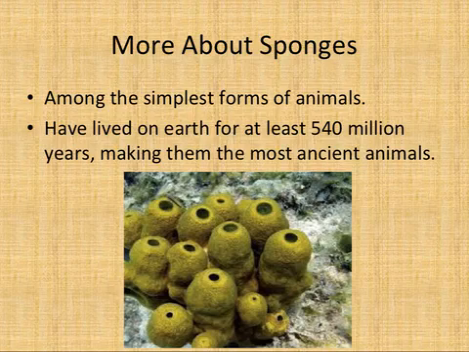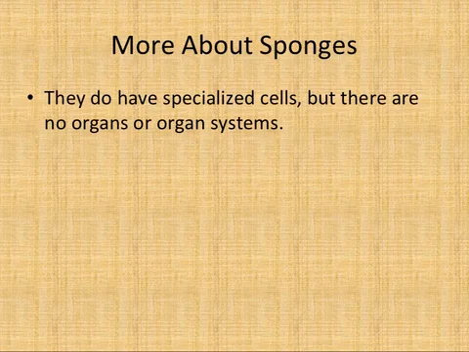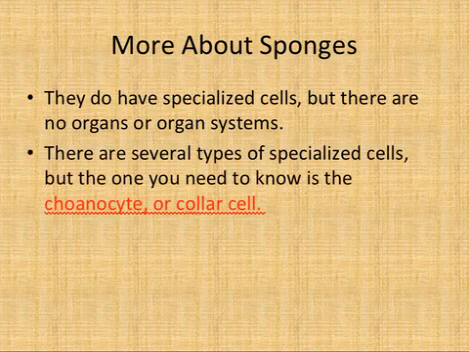Sponges are simple. They're one of the simplest forms of animal life on Earth. They have been around at least 540 million years, making them some of the most ancient of animals. They do have specialized cells, but there are no organs or organ systems. And I'll add to this, no tissues either. Their cells have different functions, but they don't work together like tissues or organs do.